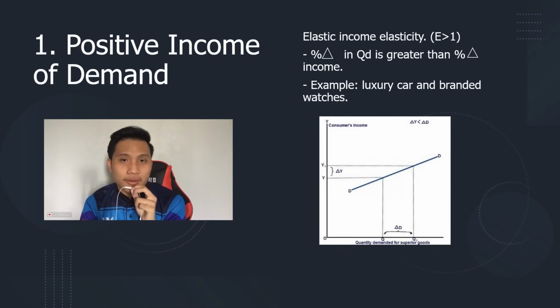Last, the positive degree of income elasticity of demand is called elastic income elasticity. The value of elasticity is bigger than 1. The percentage change in quantity demanded is bigger than the percentage change in income. For example, luxury cars and branded watches.